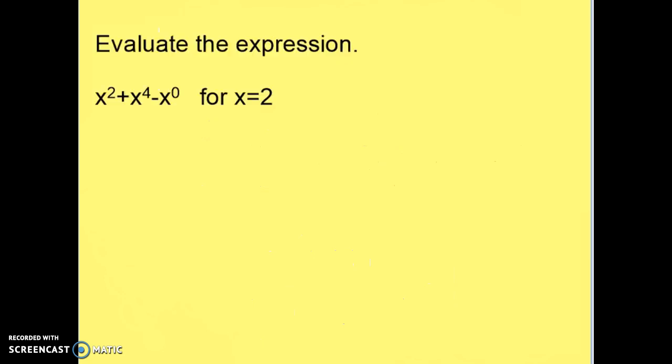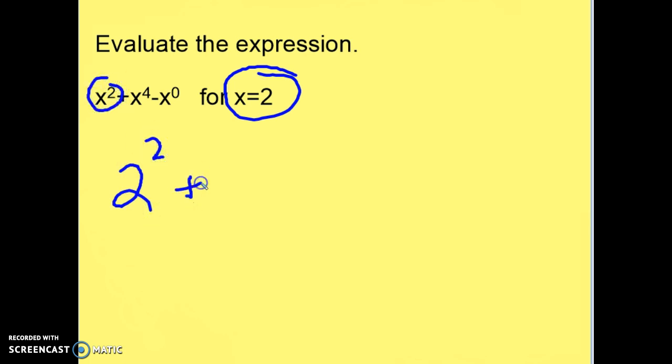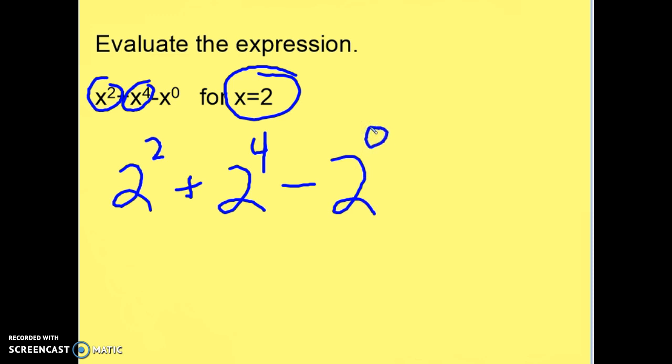Now, one thing I want to talk about too is evaluating an expression. So when you have an expression here with variables, you might have something that looks like this. But then at the end it says, well, x equals 2. So what you're going to do here is every time you see x, you're going to replace it with a 2. So we're going to put a 2 there, and that first x is squared. So that's representing that. Plus x is 2, but this time to the 4th power. And then minus x, well, x is 2, so we're going to put a 2 here, raised to the power of 0.